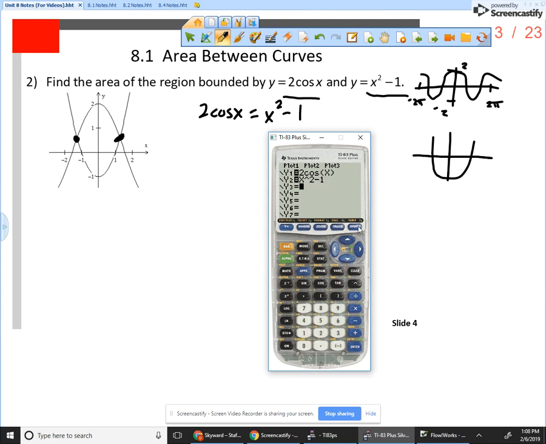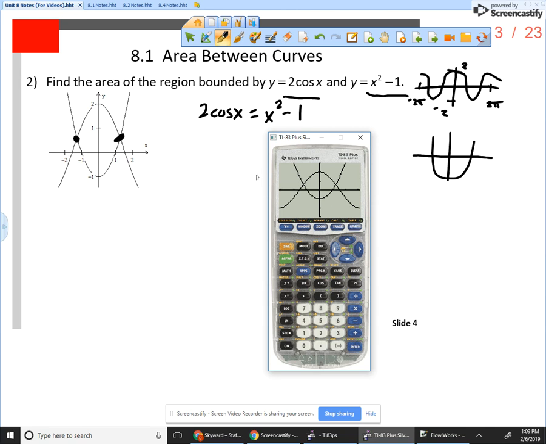All right, so I do that. Now, if I do this, you can see it, but you probably want to adjust your window. So maybe negative pi to positive pi, and then for y, how about negative 3 to positive 3. Now I hit graph, and I get the picture that I would have expected.